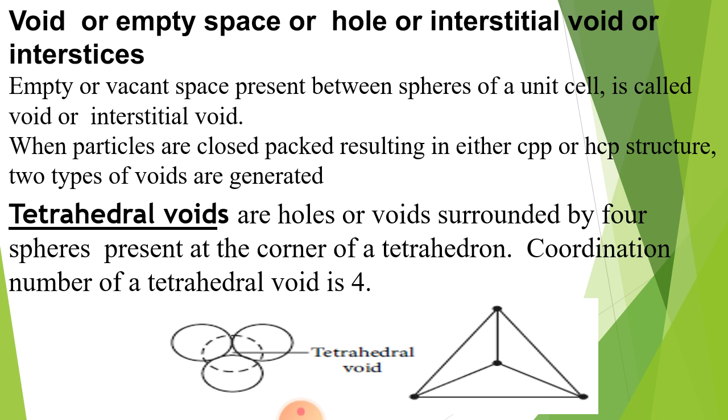Now, one more thing you have to learn: close packing in 3 dimensions. For a simple cubic, the coordination number is 6. For BCC, the coordination number is 8. And for FCC or CCP, the coordination number is 12.